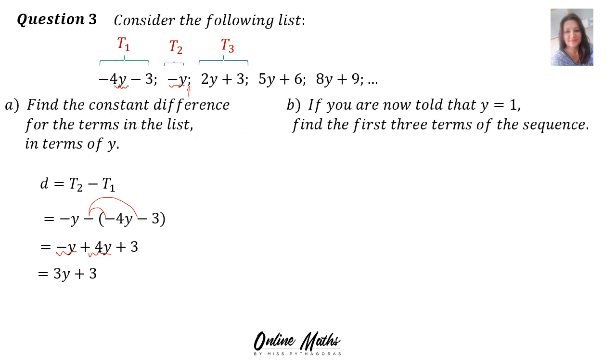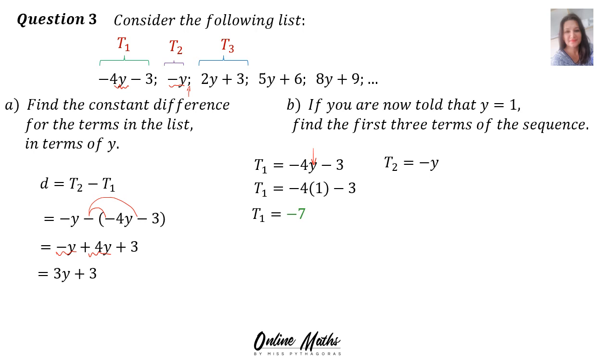B. If you are now told that y is equal to 1, find the first 3 terms of the sequence. Term 1 was given as -4y minus 3. And now we know y's value, it's 1. So in y's place you substitute 1 and you end with -4, -3 is -7. So term 1's value is -7.